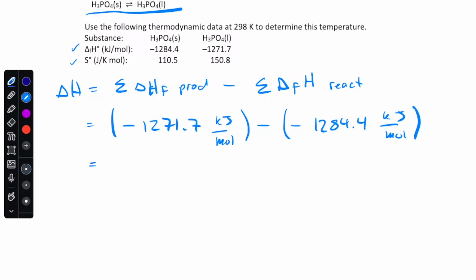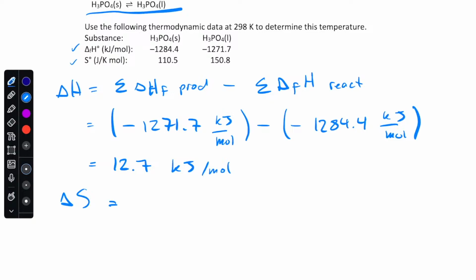And that gives us our delta H is equal to 12.7 kilojoules per mole. It's a positive number, means it's endothermic. That makes sense. We're going from a solid to a liquid. We know phase change going from a solid to a liquid or a liquid to a gas has got to be endothermic. We can also get our delta S, and for delta S, going from a solid to a liquid, we're also expecting a positive value.